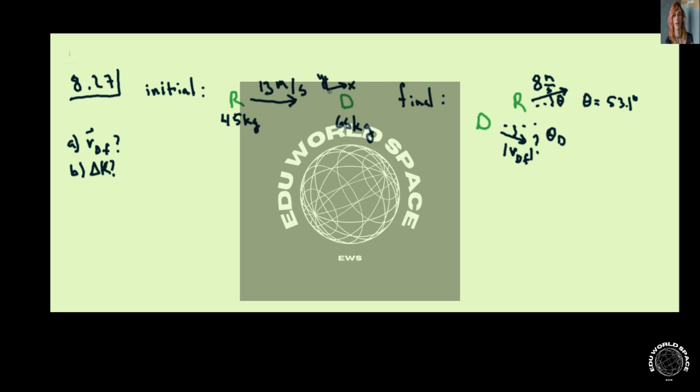So all of the components of the velocity in the plane of the skating rink have to be conserved because it's frictionless ice. So our initial momentum is just Rebecca's mass times her initial velocity. And then this has to be equal to her mass times her final velocity plus Daniel's mass times his final velocity.